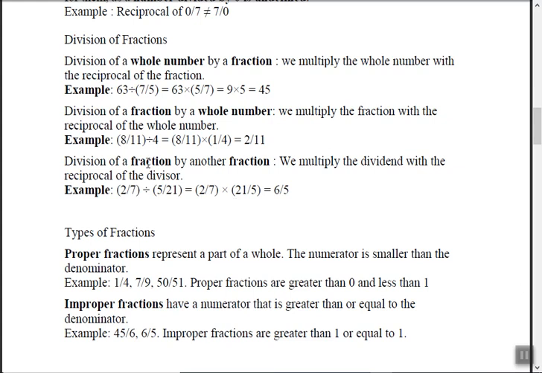Division of a fraction by another fraction. Same logic. 2 upon 7 divided by 5 by 21. Reverse it, take the reciprocal. So 2 upon 7 into 21 upon 5. 7 1s are 7, 7 3s are 21. So it becomes 6 upon 5 as the answer.